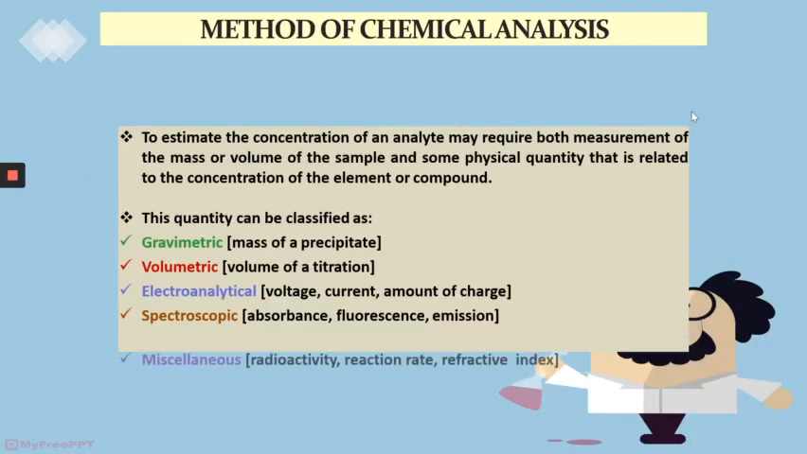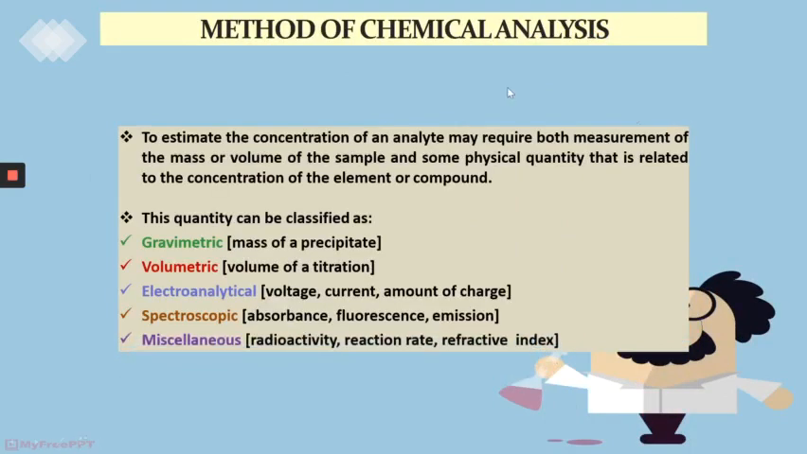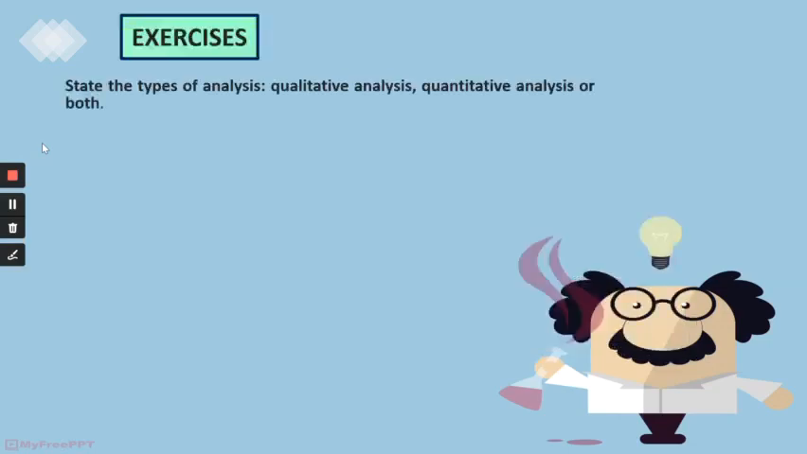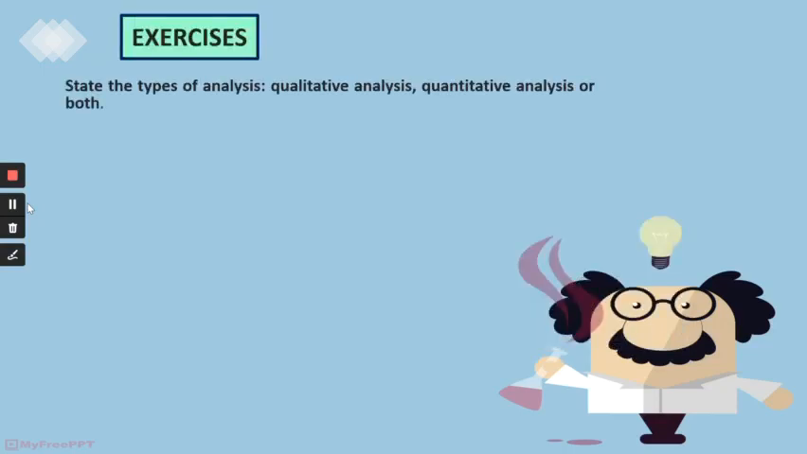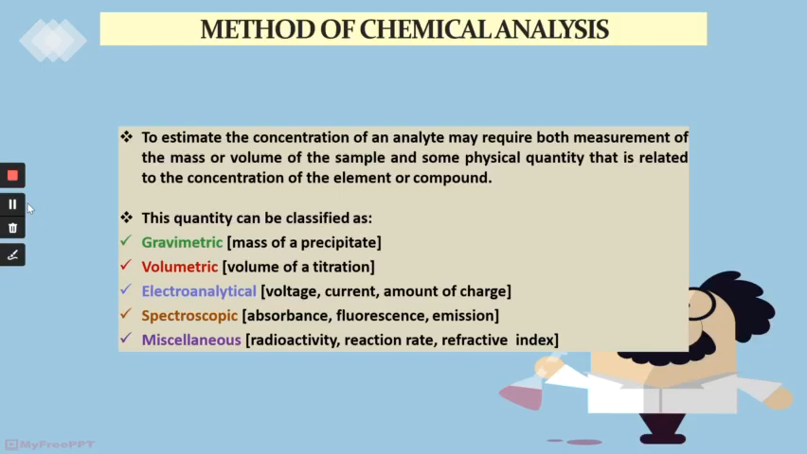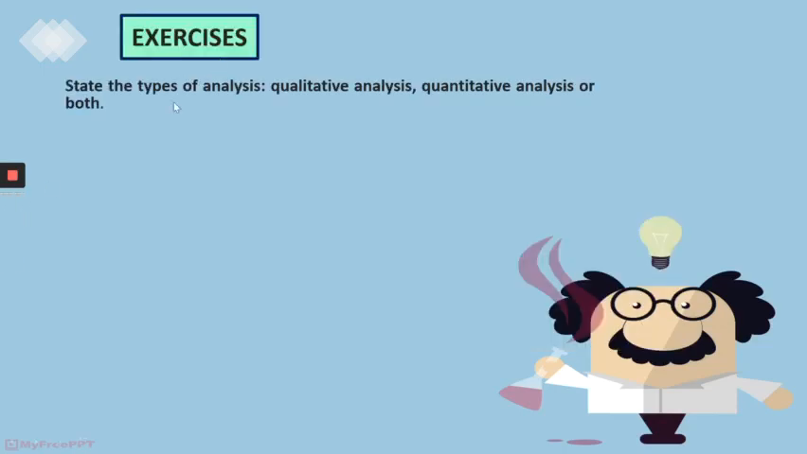Okay, look at the method of chemical analysis. So to estimate the concentration of analyte may require both measurement of the mass or volume of the sample and some physical quantity that is related to the concentration of the element or compound. So this quantity can be classified as gravimetric, volumetric, electroanalytical, spectroscopic, and miscellaneous.